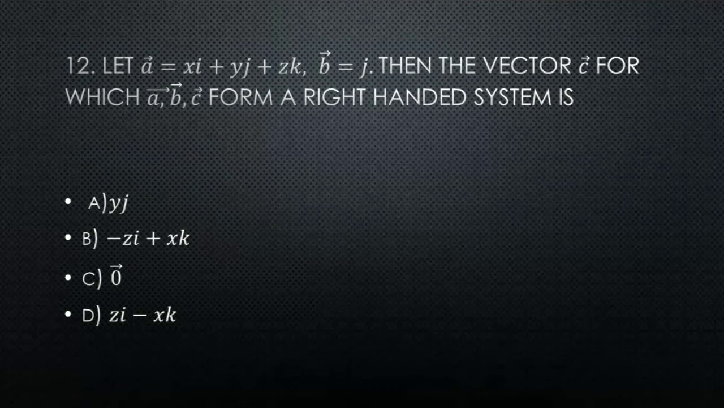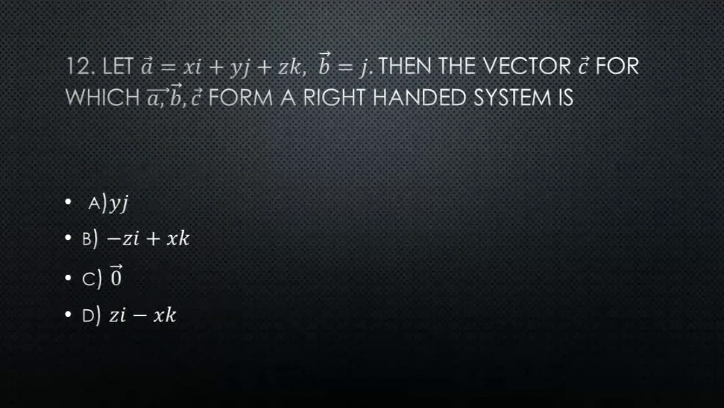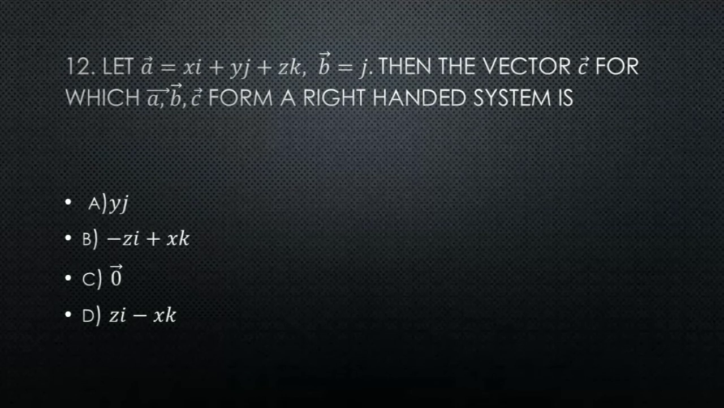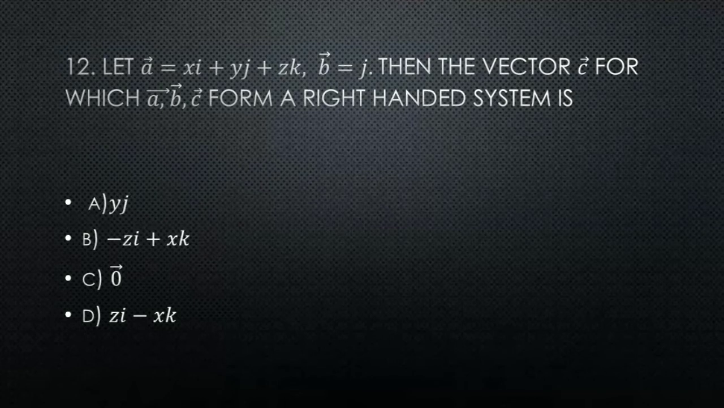Then the vector C for which A vector, B vector, C vector form a right-handed system is. Right-handed system means the 3 vectors will be perpendicular to each other, all the 3 vectors. A, B and another one is a unit vector. Here we have considered C. Options are yj, B is minus zi plus xk, C is 0 vector, D is zi minus xk.